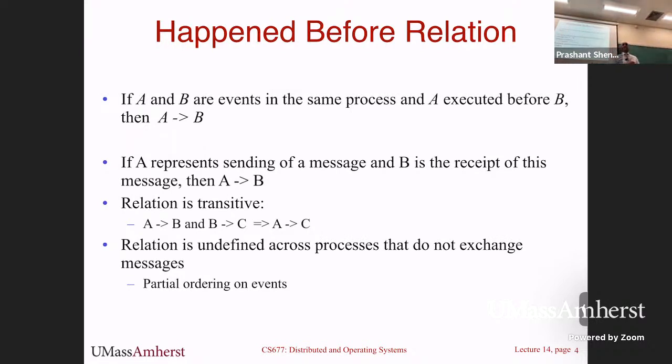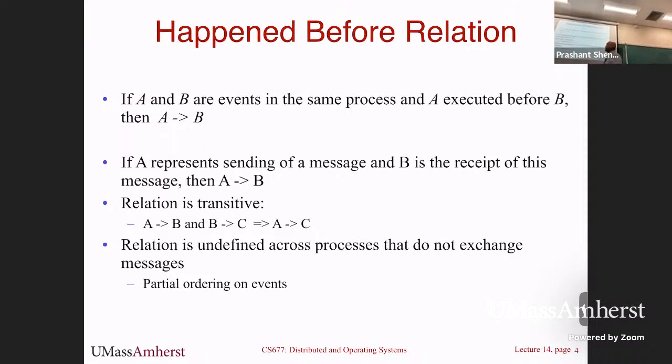Okay, so that's a relationship we want to define. As I said, if A and B are events in the same process, and if A executed on that process before B, then clearly A happened before B. Those are local events. I already said that.